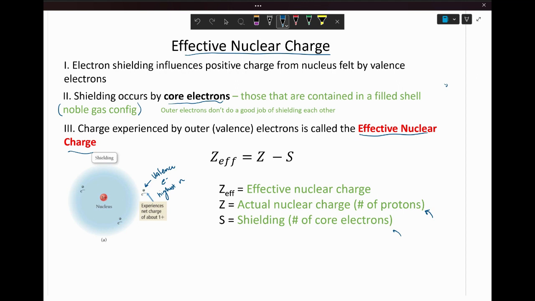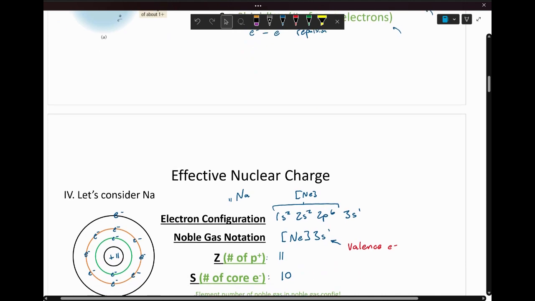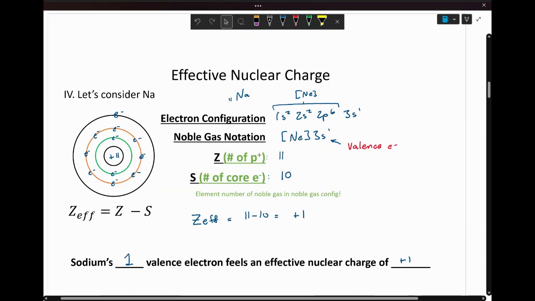And if you want to think about it, you can also think about these shielding core electrons as those that are repulsing the outer electron. So you can also think of this as electron-electron repulsion that is preventing you from seeing that positive charge. So you get the attraction from the nucleus and then the repulsion from the like charged electrons. So we did a calculation for this.